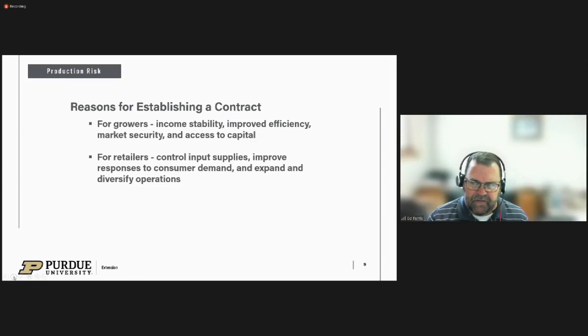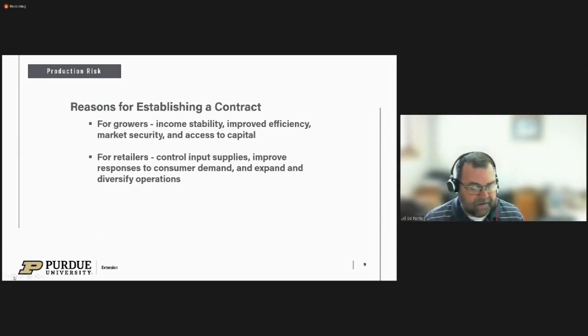And for a retailer, on their end, they would be able to control input supplies, improve responses to consumer demand, and expand and diversify operations. So thinking about what the trade-off is, there's some management independence and decision-making that is given up to have a more stable income and less variability.